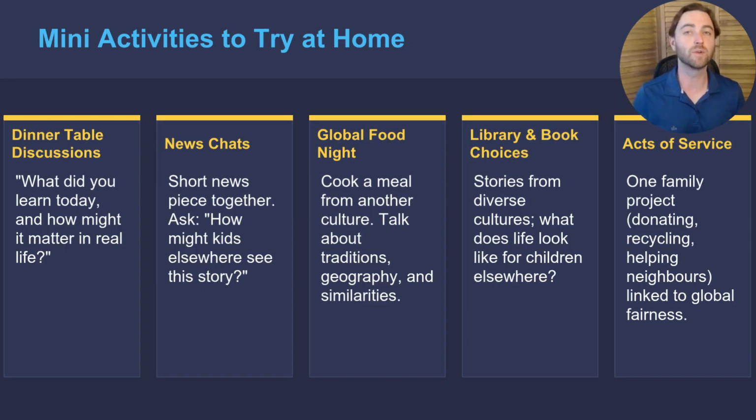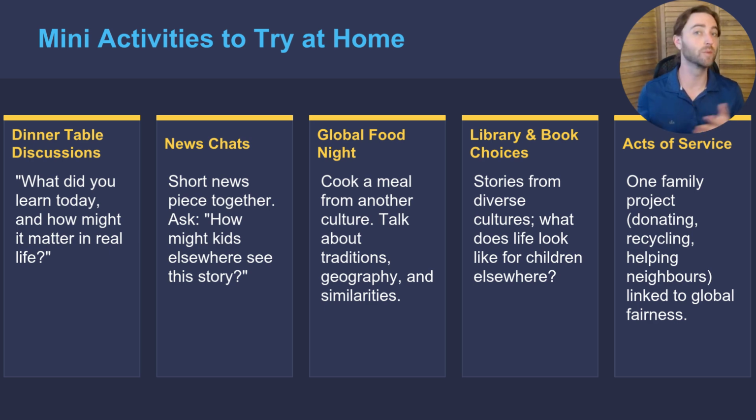So here are 5 simple things to try. As always, dinner table discussions. Ask open questions. What did you learn today? And how might it matter in real life? It changes the texture of the conversation. Maybe try news chats. Watch or read a short news piece together and ask, how might kids in other countries see this differently? One question, that is enough.